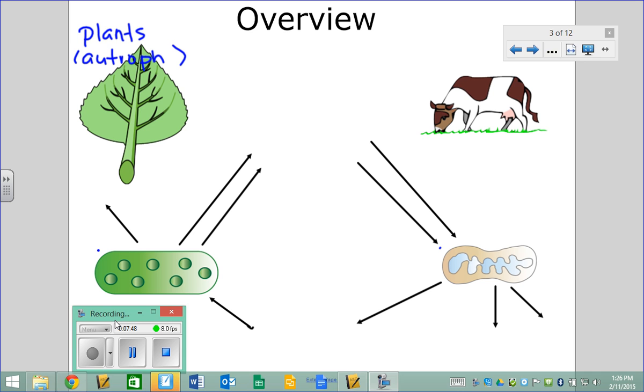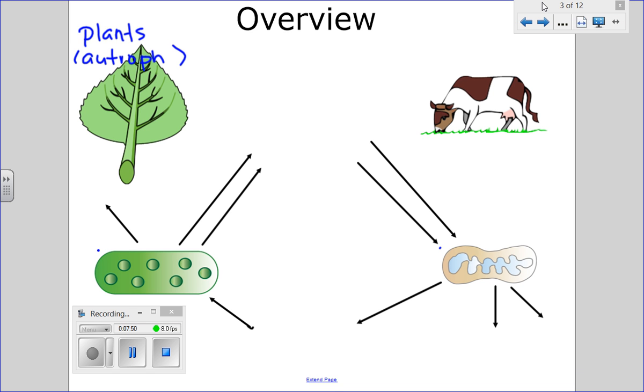Now on this side, it might seem like the picture is just of a cow, but it's very clearly of a cow and of some grass. And what I want to make sure everyone is aware of right from the beginning is that cellular respiration does not only happen in animals. Plants perform cell respiration also. If they didn't, they would die.